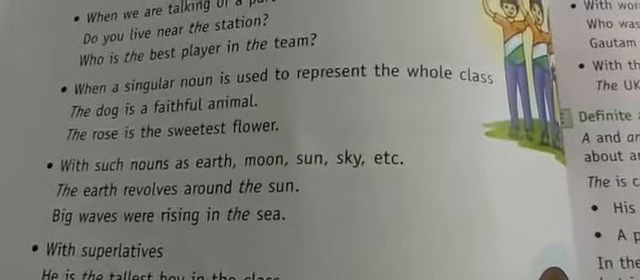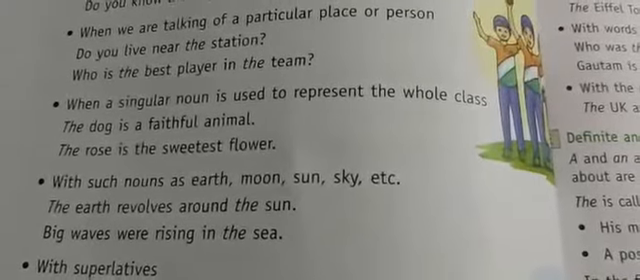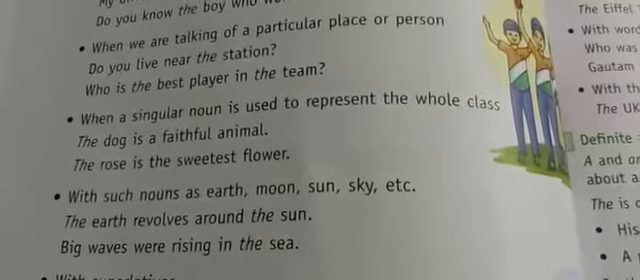Now, with nouns such as earth, moon, sun, sky, etc., we use the with universal truths that we cannot change, that are connected with our universe. The earth revolves around the sun. Here we have used the before earth. Big waves were rising in the sea.